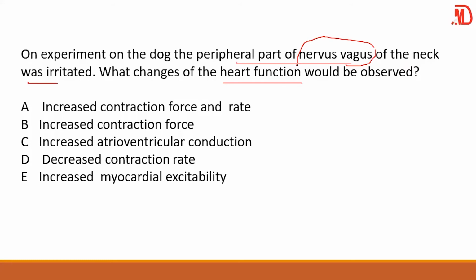rate. So it will lower your heart rate. That's what the vagus nerve does. So here we are looking at what? Decreased contraction rate, because when the heart rate is lowered, that means contraction will be decreased. So your answer is D.